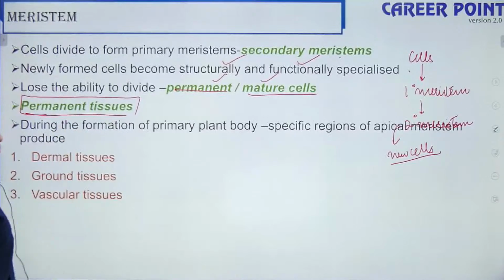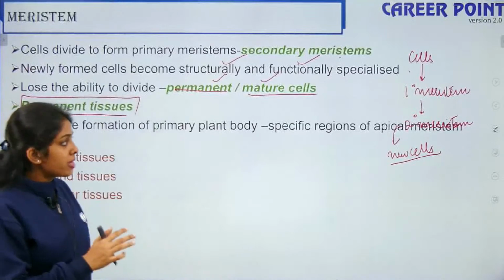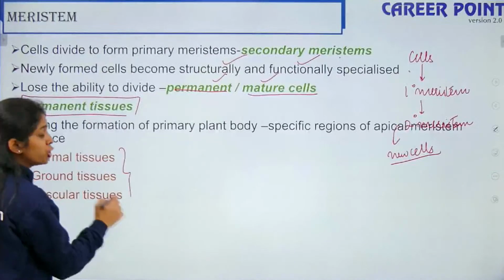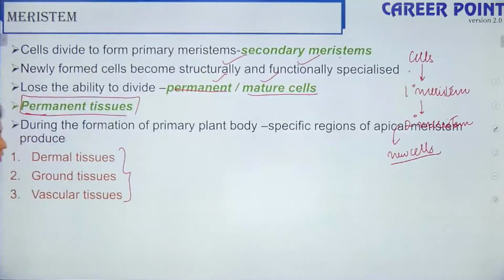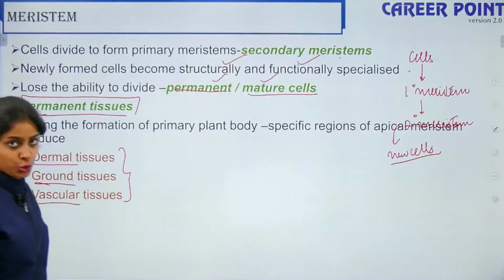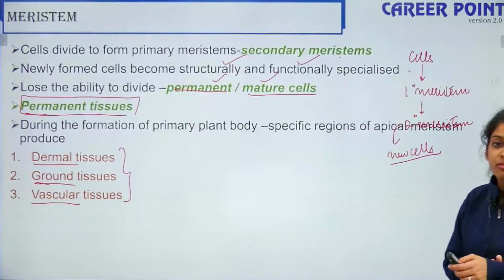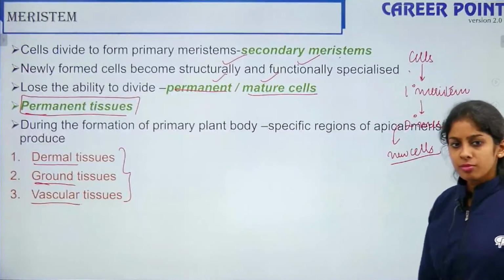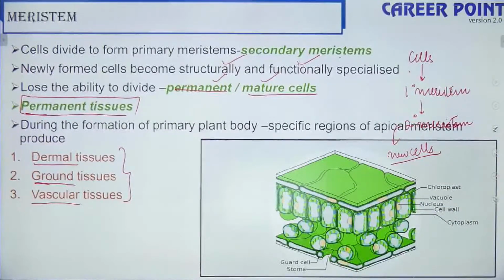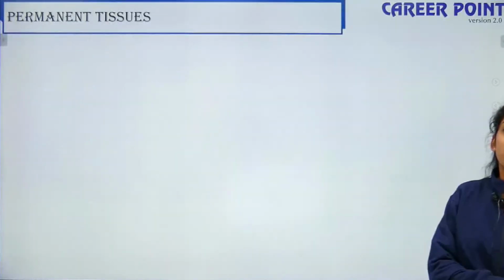But before that, remember, during the formation of your primary plant body, that is with the help of your primary meristems, the specific regions of your apical meristem produce 3 types of tissue systems. So what are the 3 types here? One is dermal tissue, the other one is ground tissue, and the third one is vascular tissue. So you should remember where these tissues arise from. They arise from the specific regions of apical meristem. Yes, so this is the structure. So from here you have all the 3 tissue systems. Fine. So now let's talk about your permanent tissues.